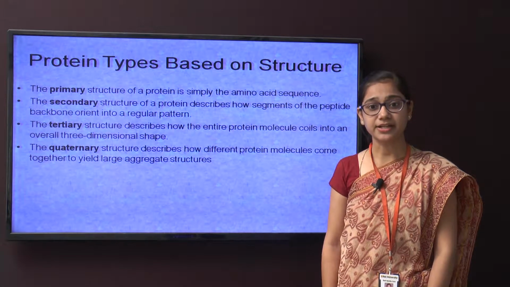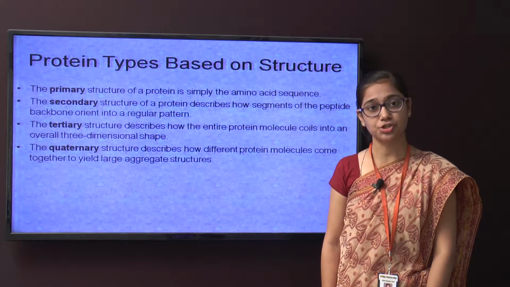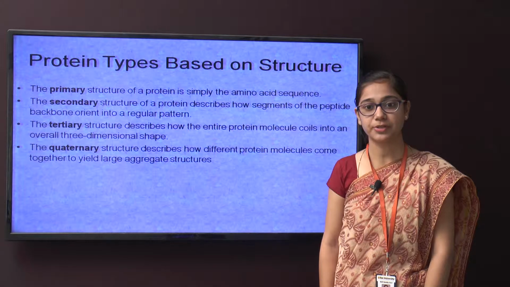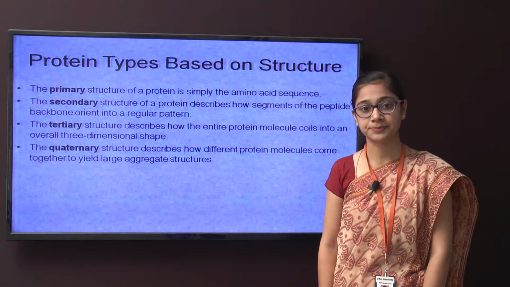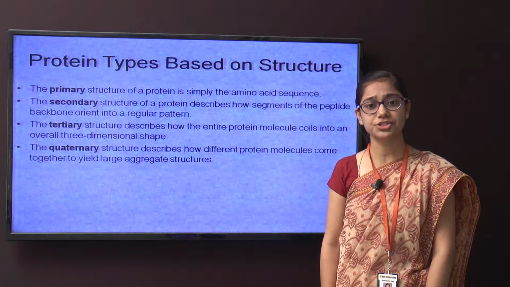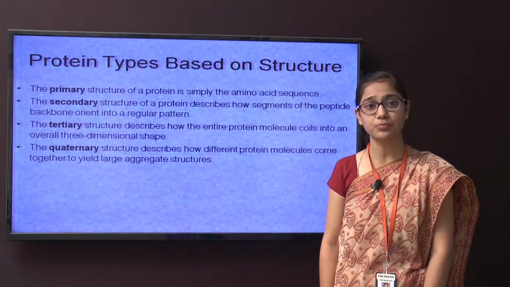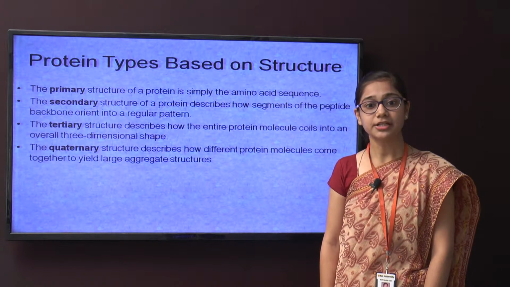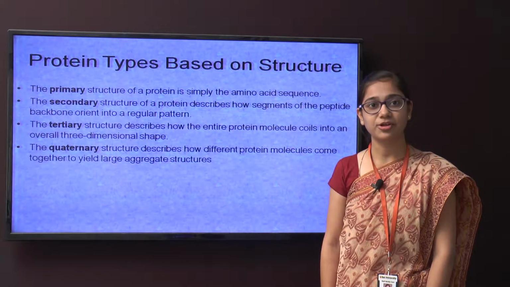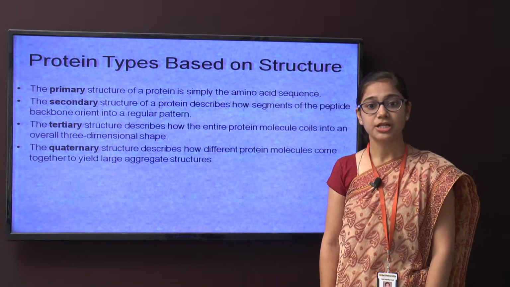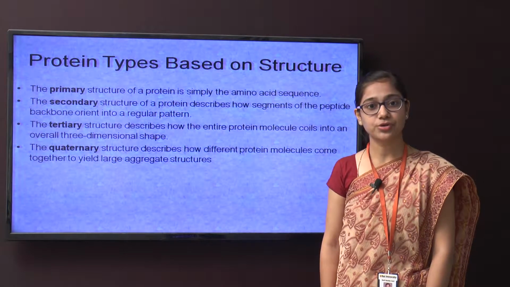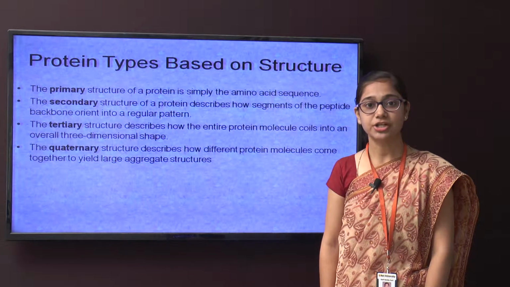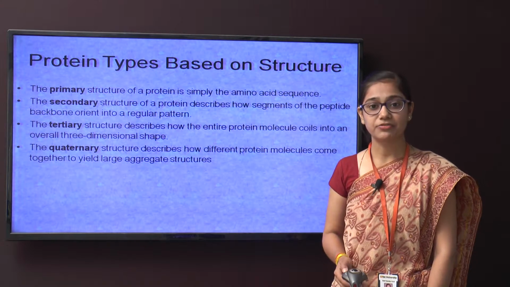The secondary structure of protein describes how segments of the peptide backbone orient into a regular pattern. The tertiary structure describes how the entire protein molecule is coiled into a three-dimensional shape. And the quaternary structure of protein describes how different protein molecules come together to yield a large aggregate molecule. Let's see one by one.